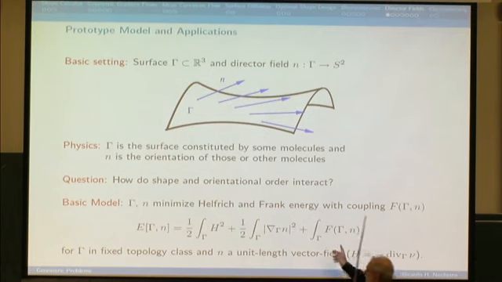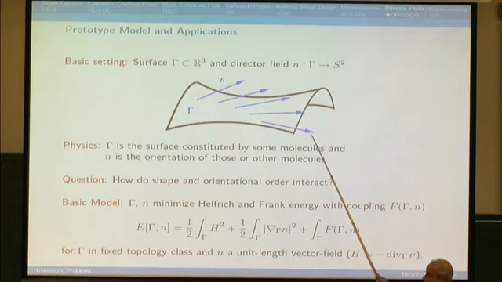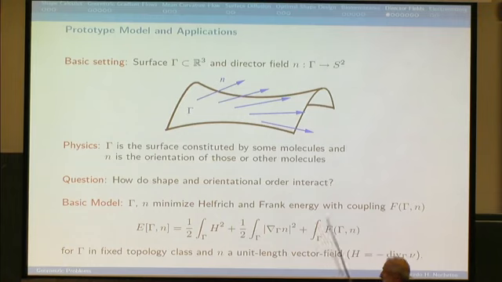And the coupling is like this, the simplest possible. You have the bending energy, you have a Frank term that is a regularizing term for the gradient of n, typical of liquid crystal theory, and then an interaction. Okay, and this interaction is what I want to describe to you a little bit.